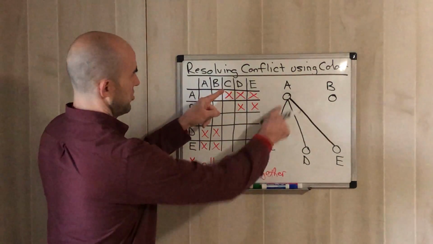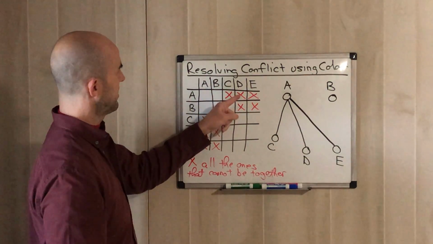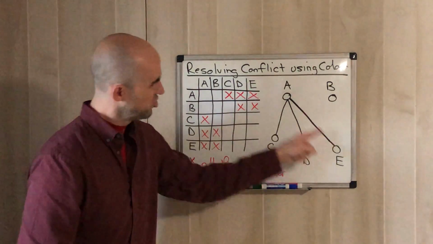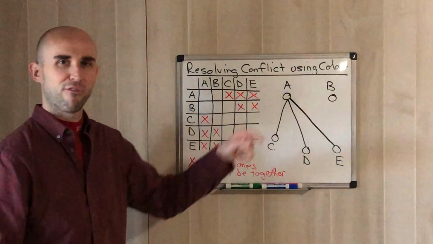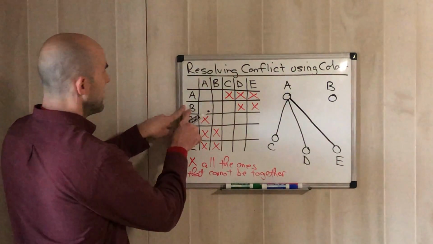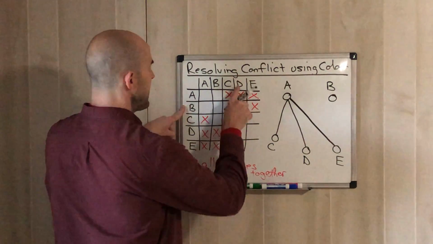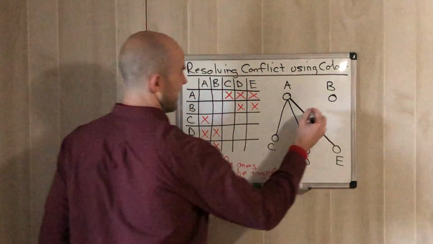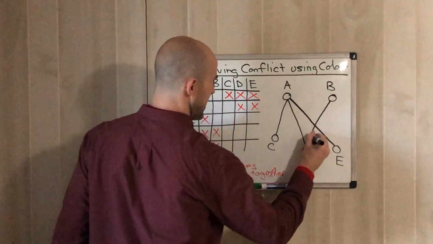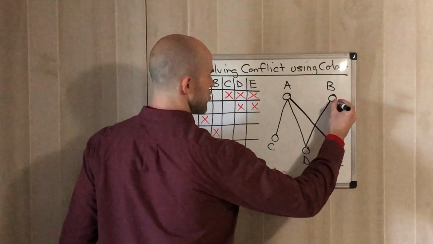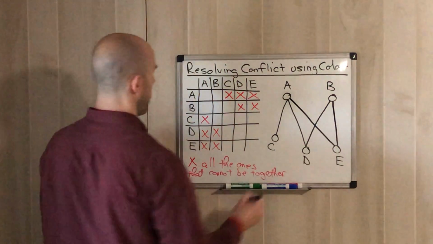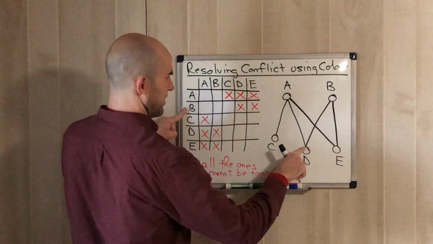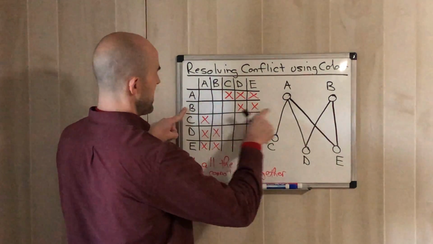AC, drew a segment. AD, drew a segment. AE, drew a segment, right? So we took care of that first row. Let's go to the second row, B. BD and BE, right? So we have D and E for B. So B, we're going to draw one to D, and then B, we're going to draw one to E, right? So again, all we did was connect B and D, and connect B and E.